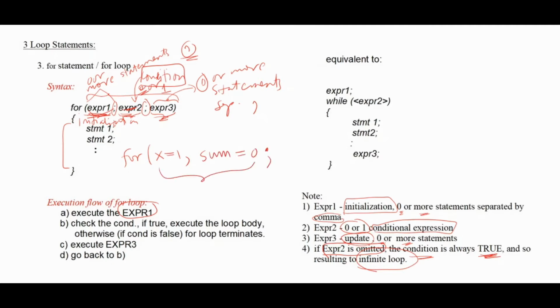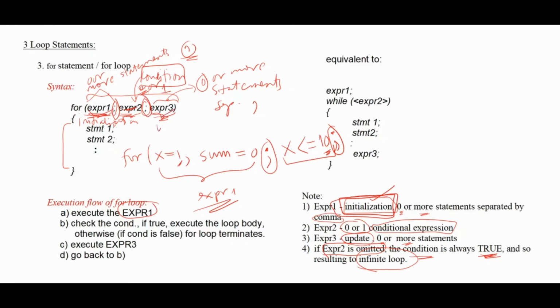This part here is your expression 1, which we call the initialization. And this is the semicolon. And then what follows is a condition, say for example, while x is less than or equal to 10. That is when we are going to get the sum of integer values from 1 up to 10. Then we have another semicolon here.